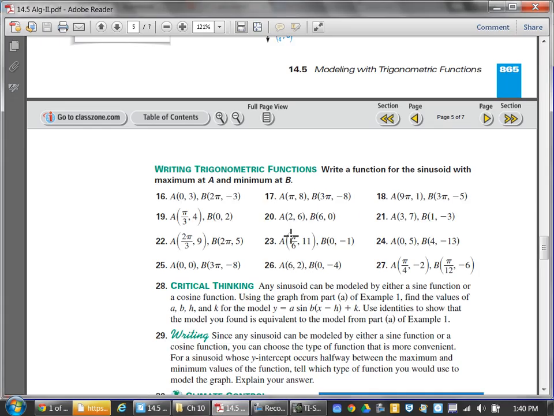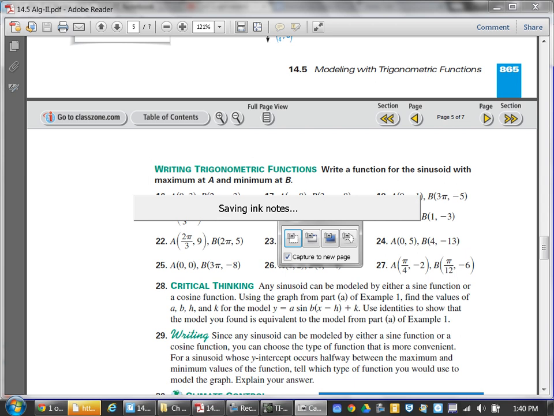The last little bit of this is writing the functions given just a set of ordered pairs. So let me show you a few of these.